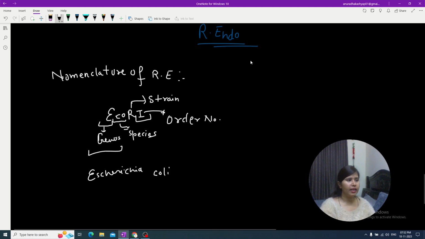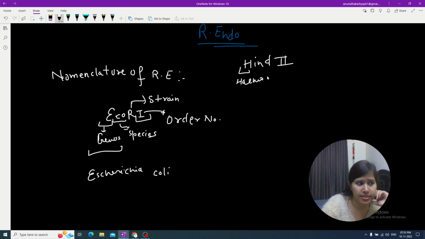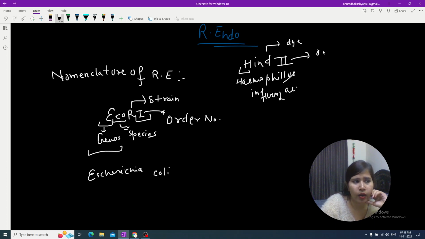For example, there is another example, HindII. HindII was the first restriction endonuclease discovered from bacteria, in 1972, but its function was characterized five years later. What does HindII represent? Hin, the first letter represents the genus, Haemophilus, and the next two letters represent the species, Haemophilus influenzae. d is representing the strain, and II is representing the order number.